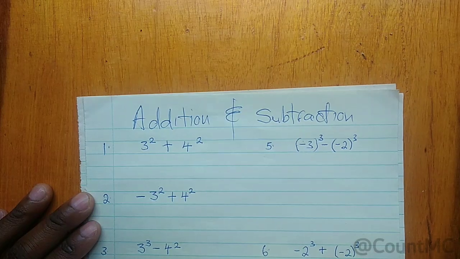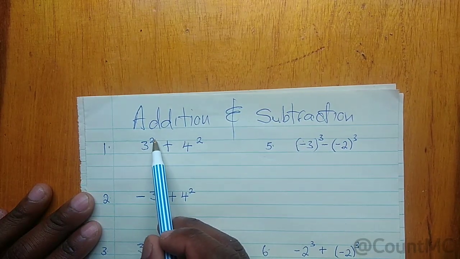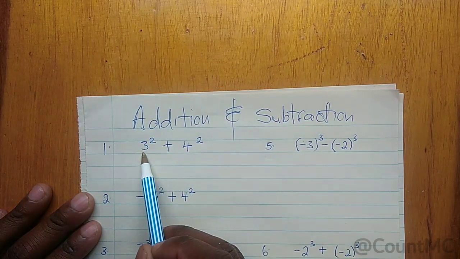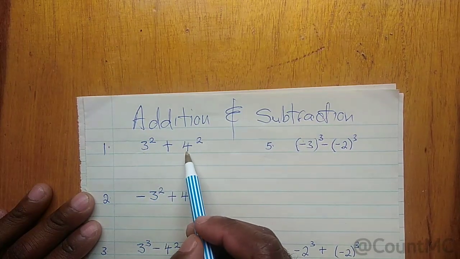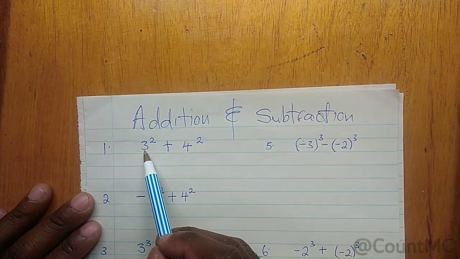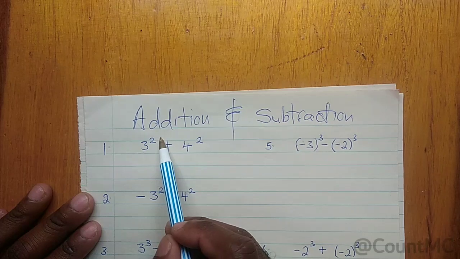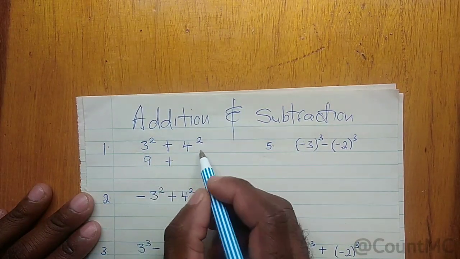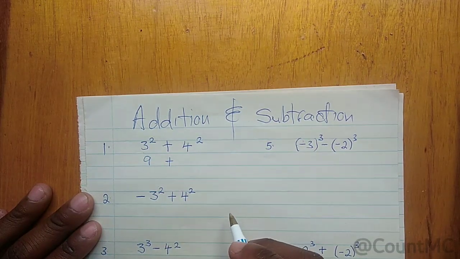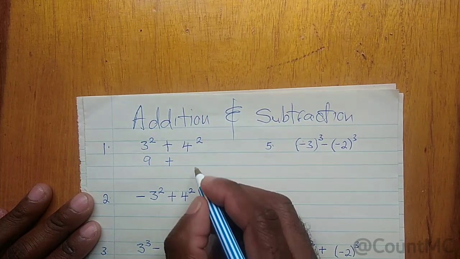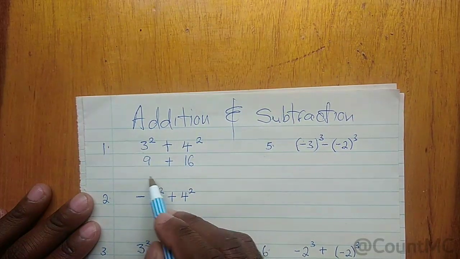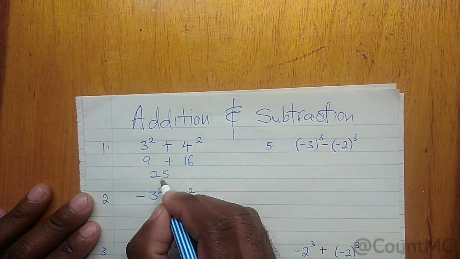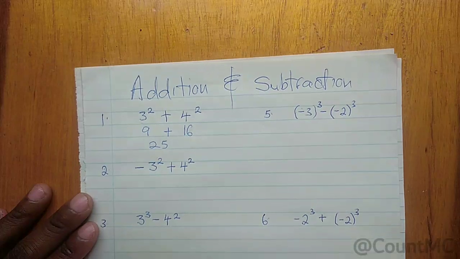So let us do addition and subtraction with cubes and squares. Now when you meet something like this, the 2 is only affecting the 3. Here the 2 is only affecting the 4. So 3 squared is 3 times 3. 3 is multiplying itself 2 times. Here you get a 9. Plus 4 squared is 4 times 4. 4 is multiplying itself 2 times. You get a 16. 9 plus 16, your answer is a 25.